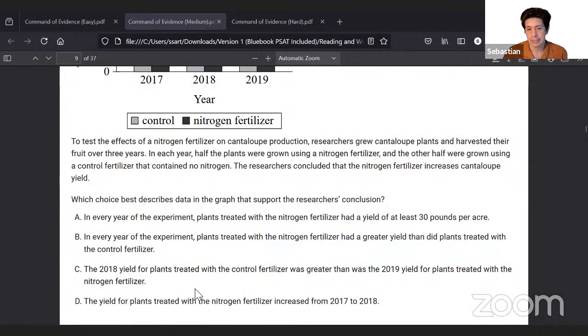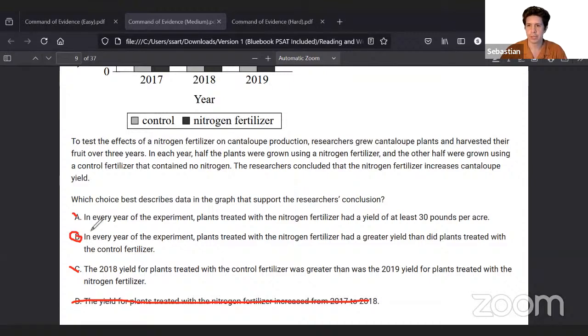The 2018 yield for plants treated with control fertilizer was greater than the 2019 yield. So that's comparing across years when we want to be comparing nitrogen versus not nitrogen. So right now we can say A and C are wrong. B looks like the winner, but let's check D. The yield for plants treated with nitrogen fertilizer increased from 2017 to 2018. Again, that's comparing across years, not between nitrogen and not nitrogen. So we go with B.